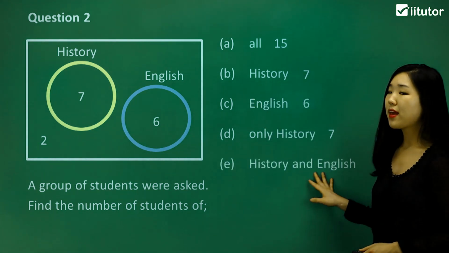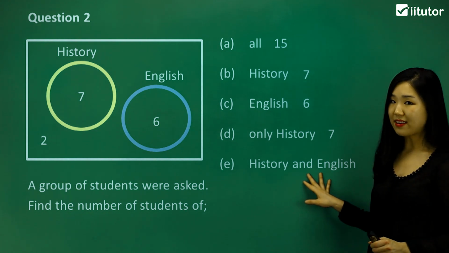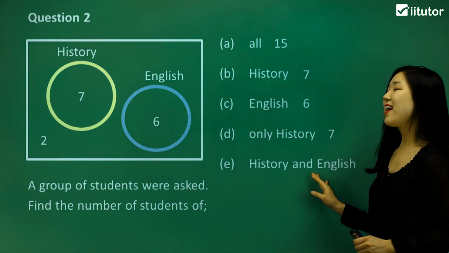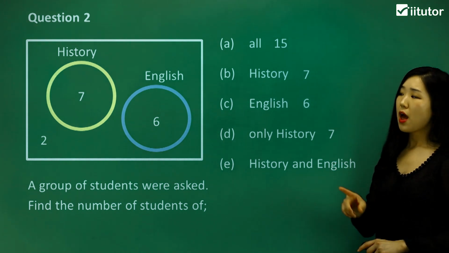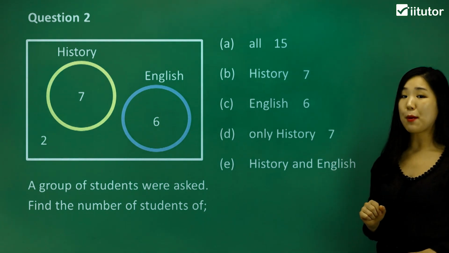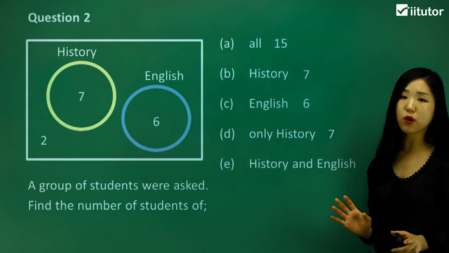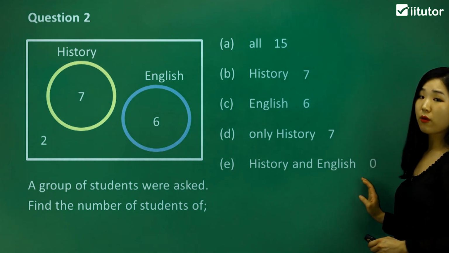Now E, what about history or, history and English? Or and is totally different, isn't it? History and English. So the people who do both history and English. But as I said, guys, this one does not overlap. So no students do both. So this one's 0.